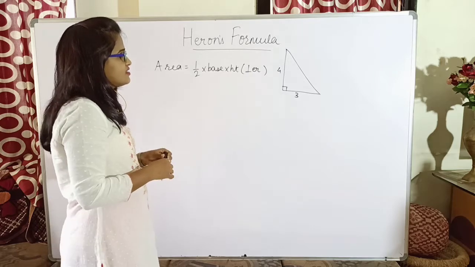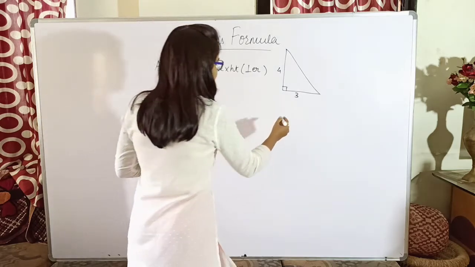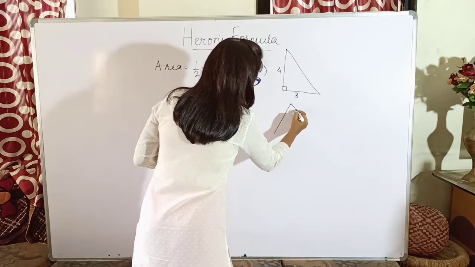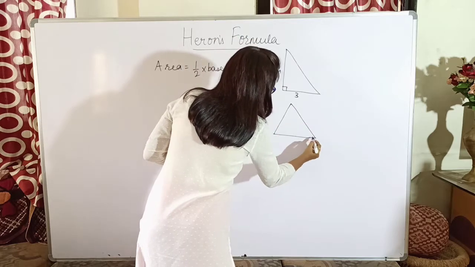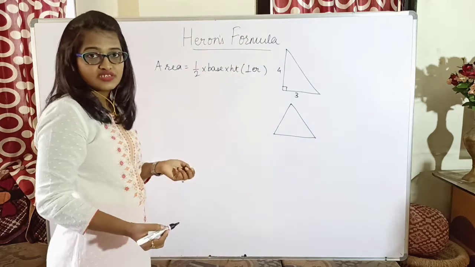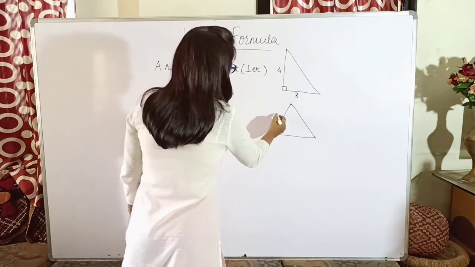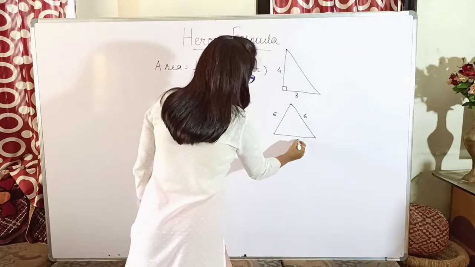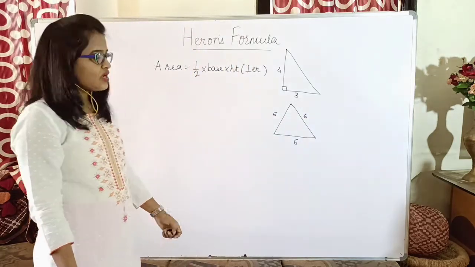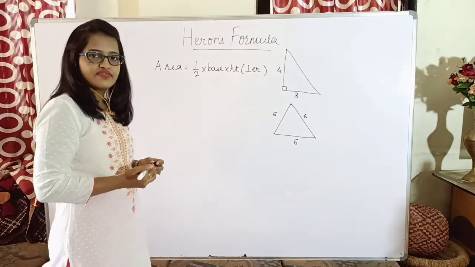What if the triangle is an equilateral triangle? Yes, what is an equilateral triangle? Yes, a triangle in which all the three sides are equal. Suppose if I take this as 6, this as 6 and this is also 6. How do we find the area of an equilateral triangle?